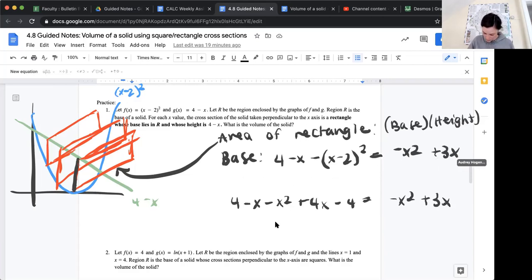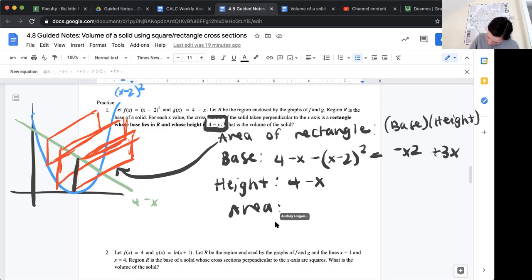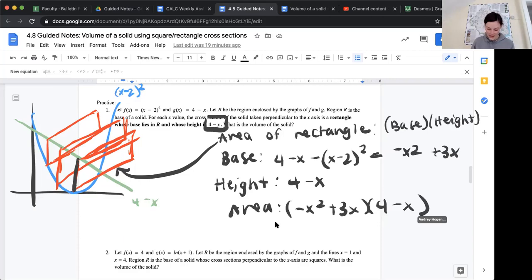And I'm going to erase that for the sake of space. And then my height is given to me in the problem since it's a rectangle, and that is going to be 4 minus x. So I know that the area of my rectangle is going to be negative x squared plus 3x times 4 minus x. And then I'm going to imagine these rectangles as having a little bit of width because they are 3D. So I know that the volume would be negative x squared plus 3x times 4 minus x dx.